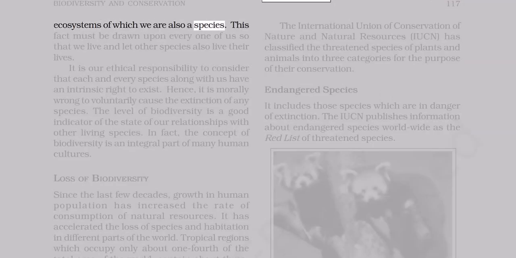Nothing exists in isolation. Ecosystems, of which we are also a species. This fact must be drawn upon every one of us so that we live and let other species also live their lives. It is our ethical responsibility to consider that each and every species along with us has an intrinsic right to exist. Hence, it is morally wrong to voluntarily cause the extinction of any species.